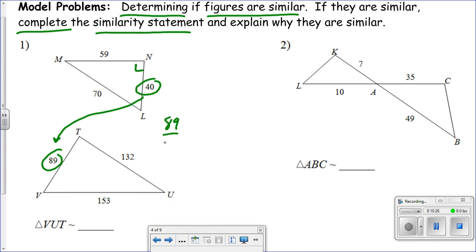89 is to 40. Now let's pick another side. How about this one on the bottom? So let's see, I put the bigger one on top over here. I should put the small one on the bottom. Okay, so big to small equals big to small, which would be 59.